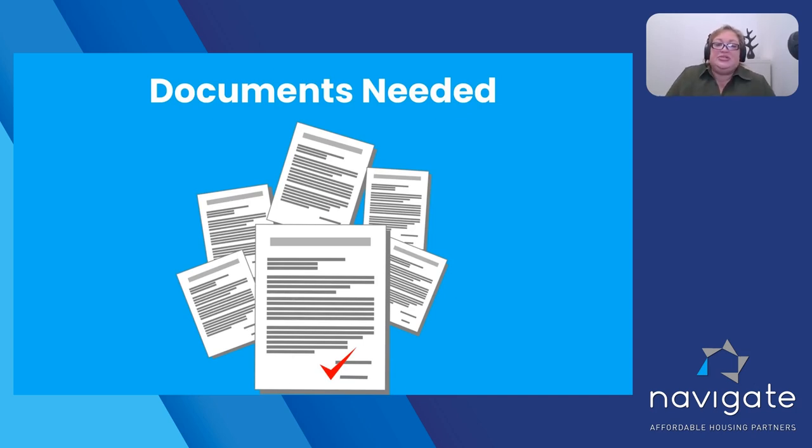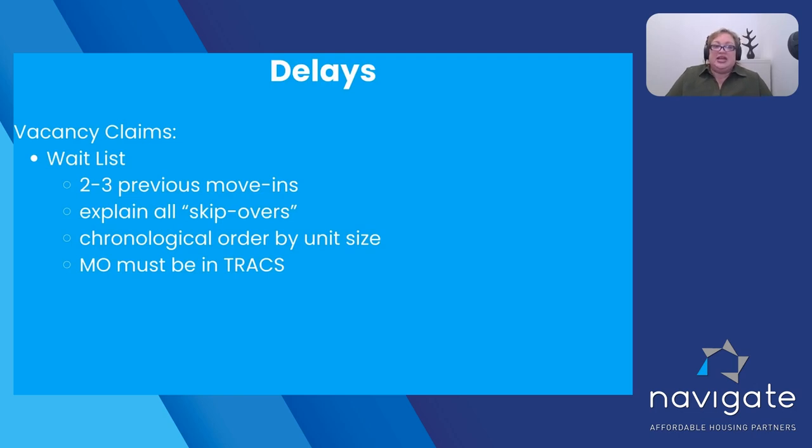With vacancy claims, the biggest thing that is going to cause a delay is your wait list. When you are submitting your wait list for a special claim, there are certain things you need to make sure that you have. You need to have at least the previous 2 to 3 move-ins. You need to have notes that explain any skipovers. Your wait list should be organized chronologically, so date of application, by unit size. So all of your 1 bedrooms, all of your 2 bedrooms arranged in order by application date. And you need to make sure that the move out has been submitted to TRACS. So those are all the things that can cause delays in your vacancy claims.